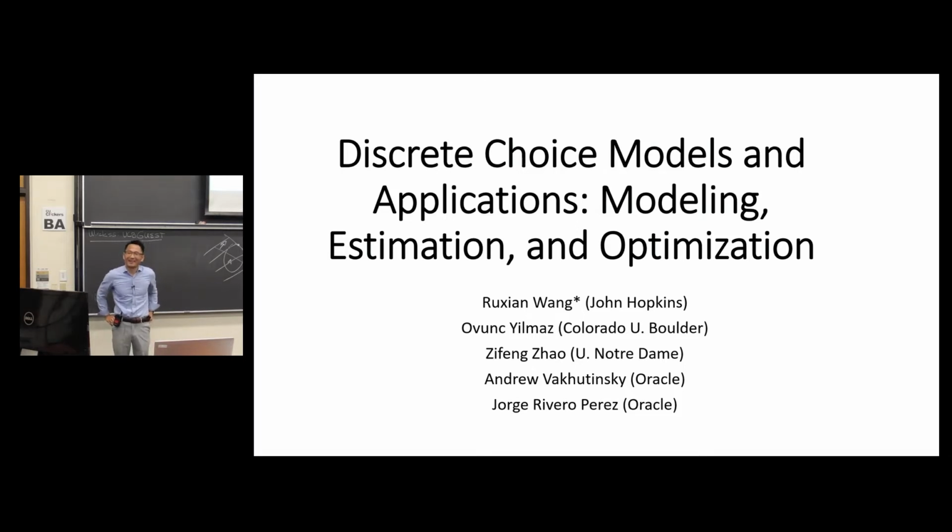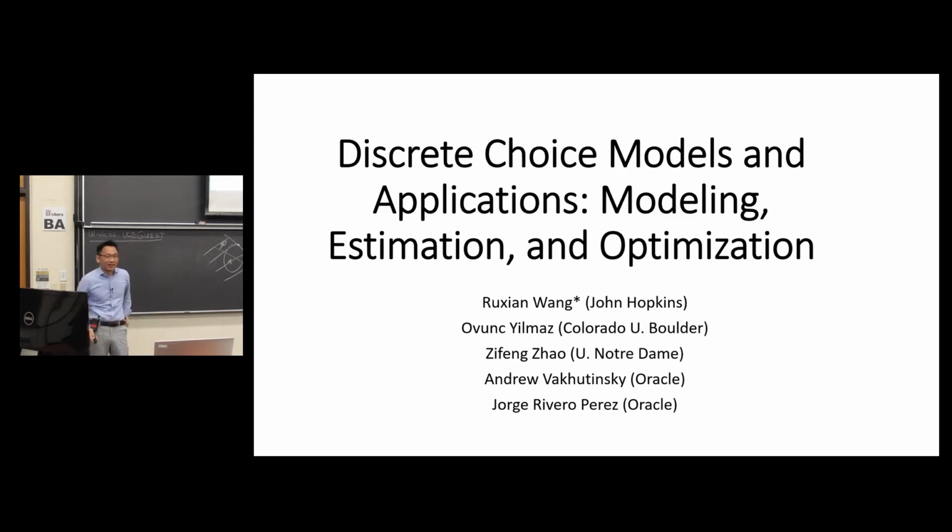Andrew told me this is our very first presentation for the workshop, and probably it's a good idea to give an overview about revenue management, choice models, and applications, especially in the hotel business. So I'll try my best to do the job. The presentation has two parts. The first part is an overview of the field. The second part is about a new thing we have been working on for quite a while with Ovunc from here, Zifeng from Norden, and Andrew and Jorge from Oracle.